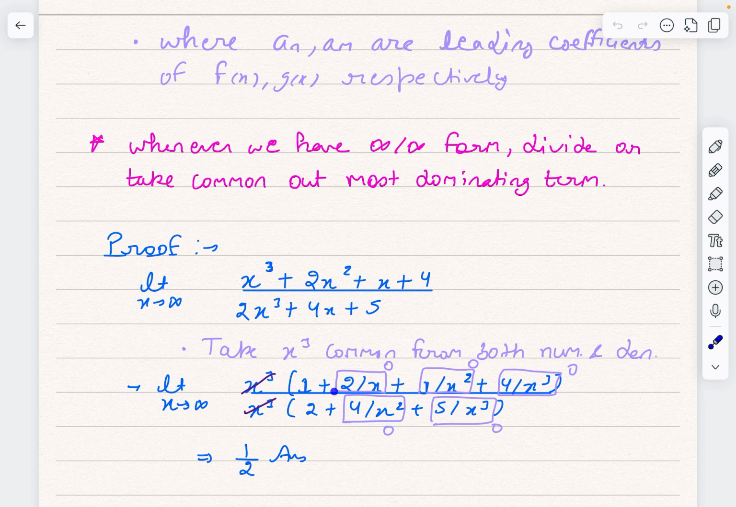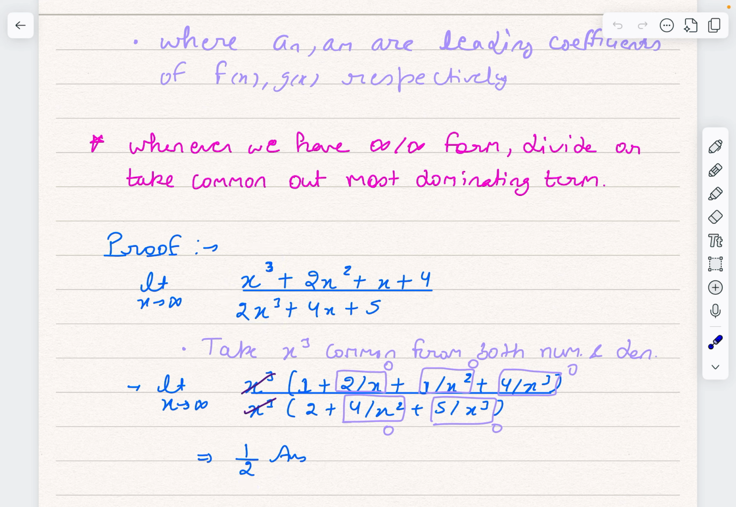Now if x tends to infinity, so 2 by x will become 2 by infinity, which will be 0. So basically every term where you have x or x square or x cube in the denominator will become 0. So this value will just be 1 by 2. Here x cube got cancelled out. So you get this answer to be 1 by 2. You see, if degree of the polynomials were same, the final answer is just ratio of their leading coefficients. In the numerator, coefficient of x cube is 1. In denominator, coefficient of x cube is 2. So answer finally is 1 by 2.